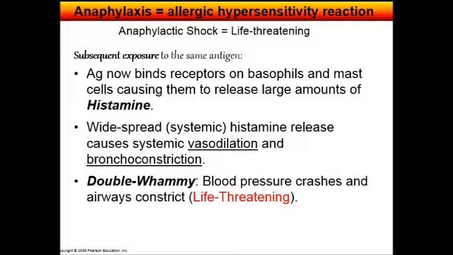Now along comes a cytotoxic T cell, recognizes that antigen as not part of self, and pulls the trigger and kills the cell. That's where we're going. Okay?